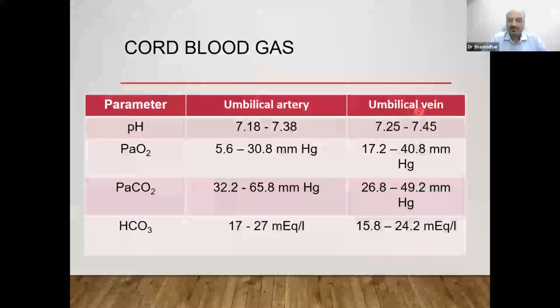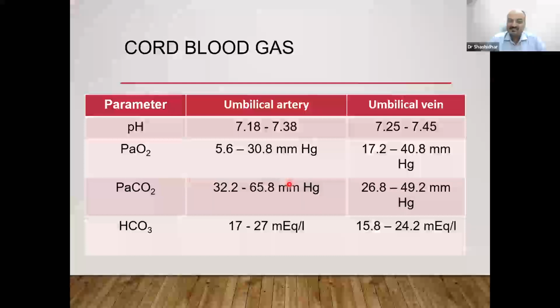So a word about cord blood gas. Some of you may be in the habit of doing cord blood gas, but especially it's important if you are planning for therapeutic hypothermia. If you have a habit of doing it for all deliveries also, it is desirable, but you should know what the normal values are. The umbilical artery pH is about 7.2 to 7.3.